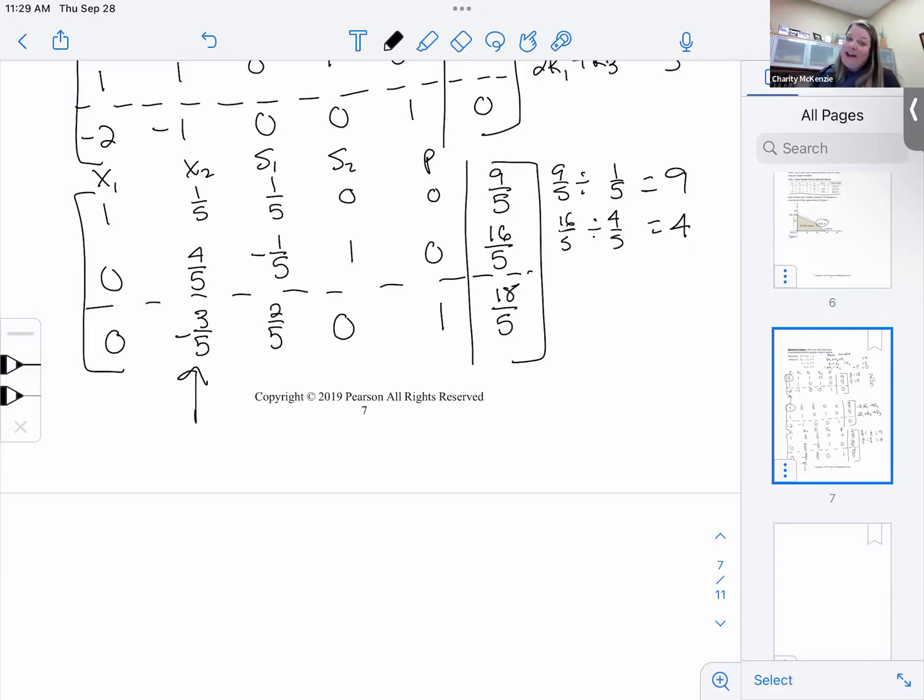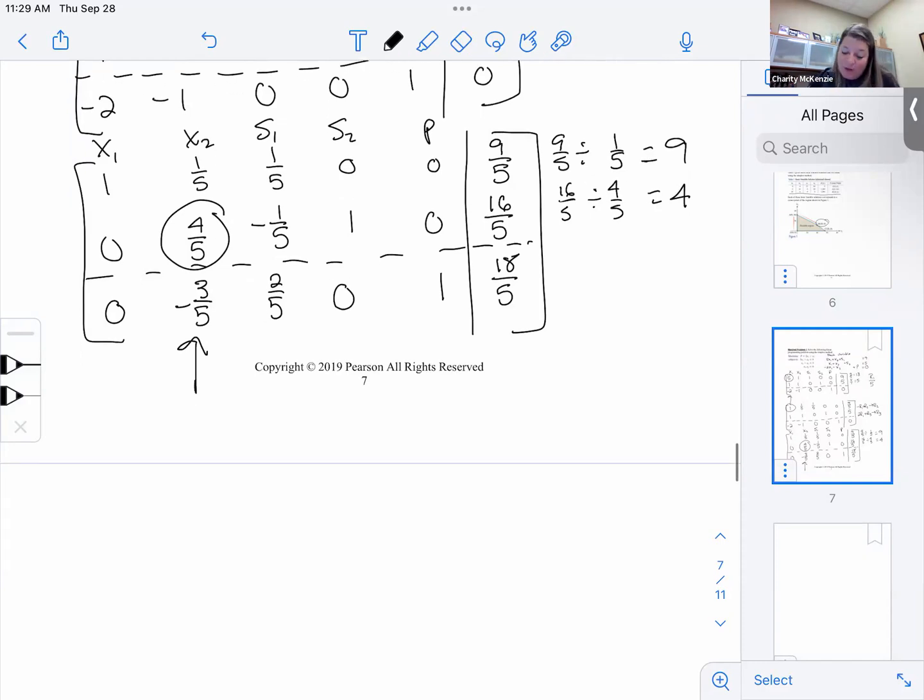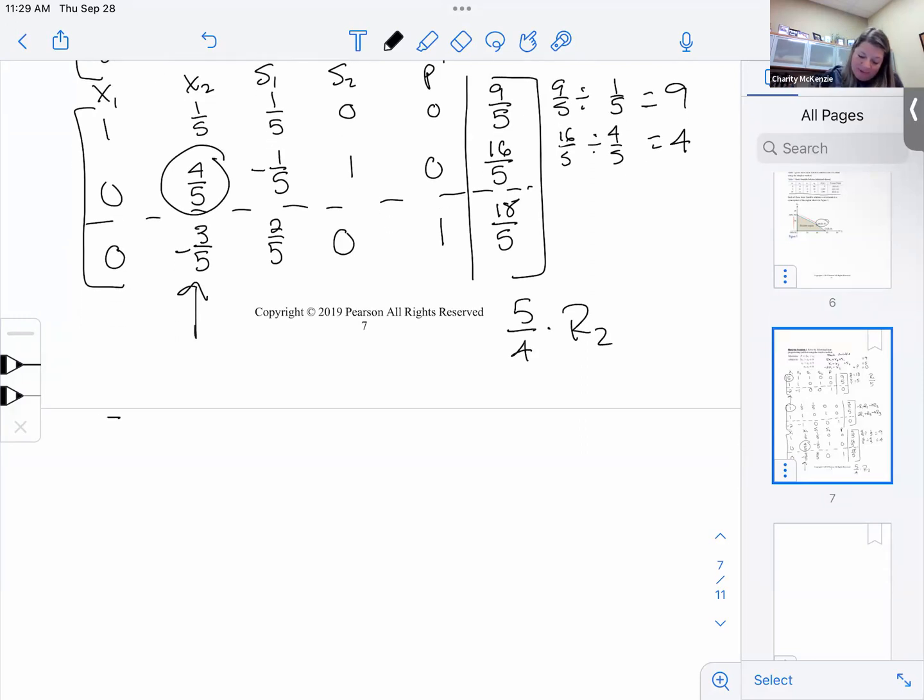Flip the 1/5. The 5s cancel. 9/1. Perfect. So the 4 row is this one. And that one we want to make a 1, please. What can I times 4/5 by to make it a 1? I can times it by 5/4, right? So 5, oops, wrote 4 instead of 5. So 5/4 times row 2. So we're going to do that real quick to make that pivot a 1.